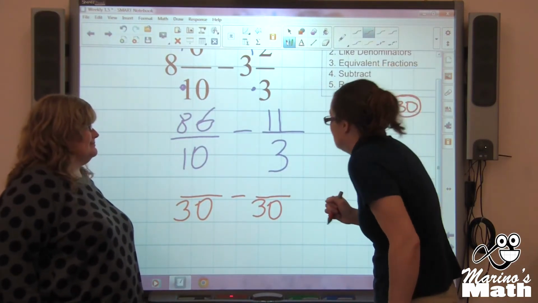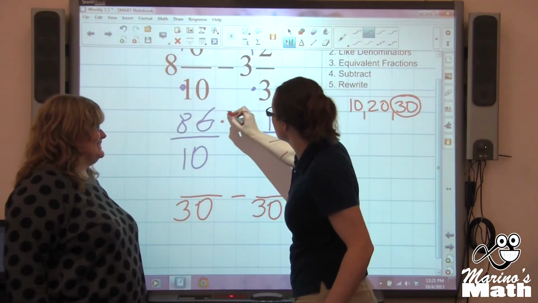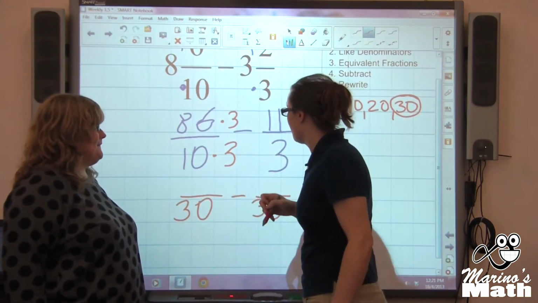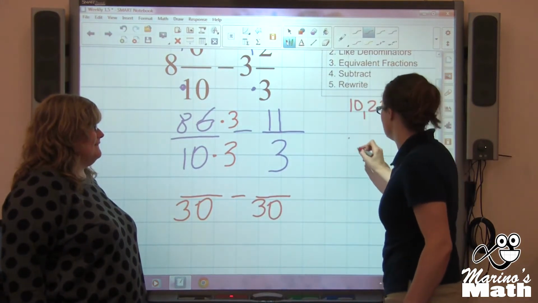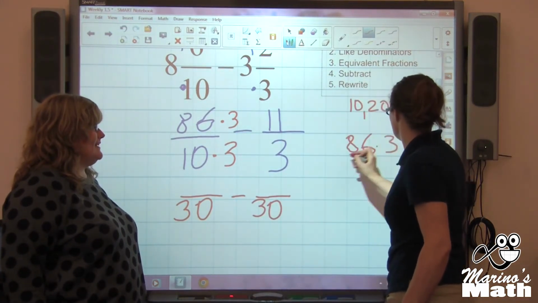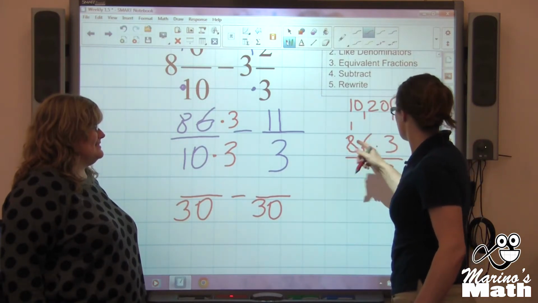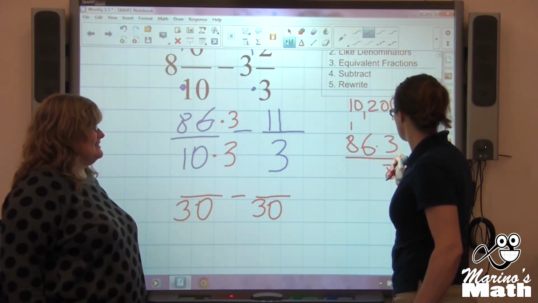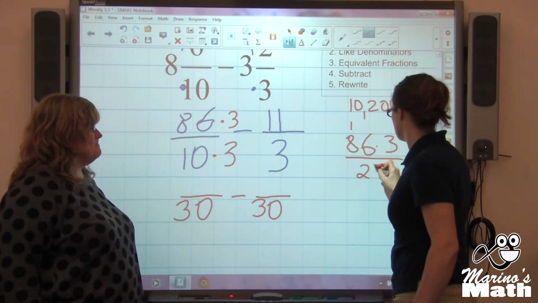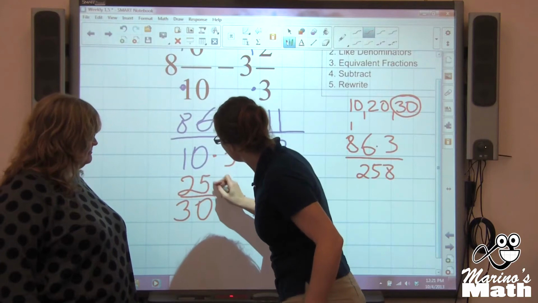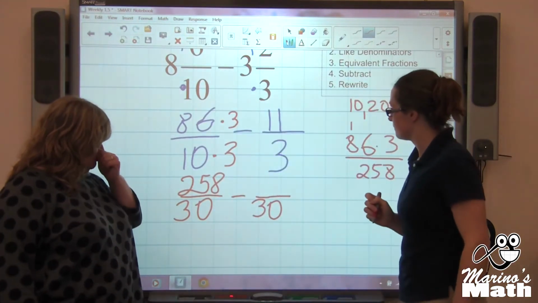So now we're ready. I just need to figure out what to multiply by. Ooh, these are big numbers. So this one is times 3 because 10 times 3 is 30. And I can't do 86 times 3 in my head. That's all right. You can do it on the side. 3 times 6, 18. 3 times 8 is 24, 25. 258? Yep. Beautiful. So I have 258 right there.